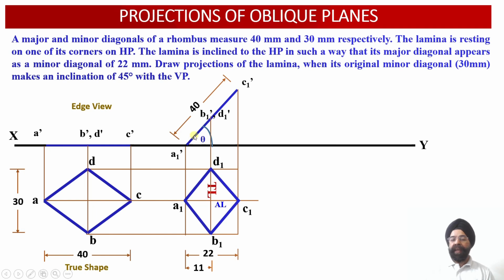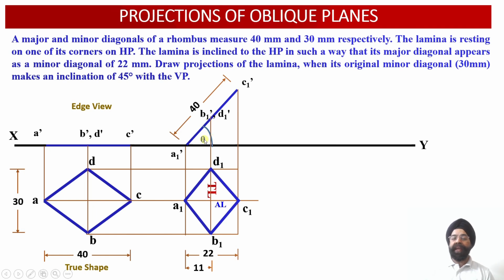So this way we can also locate the points B1 dash and D1 dash. How much is the distance? This distance is equal to 20 millimeter. So this is also 20. This distance is also 20. So now we have been able to obtain the inclination of the surface or the edge view of the lamina with respect to the horizontal plane, inclined at an angle of theta over here.